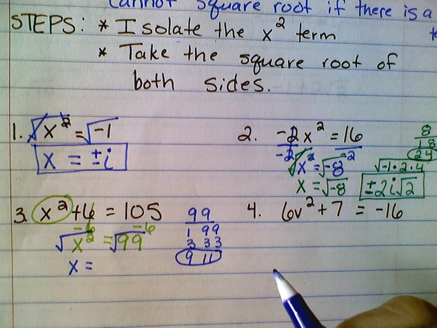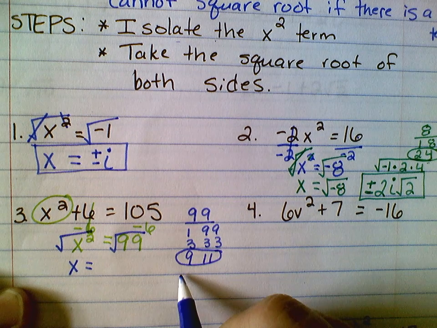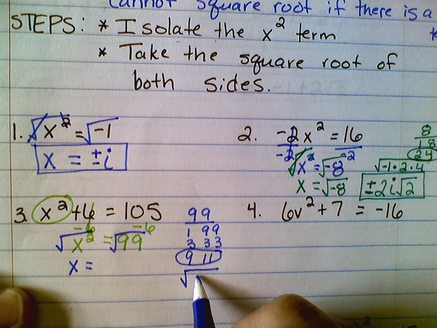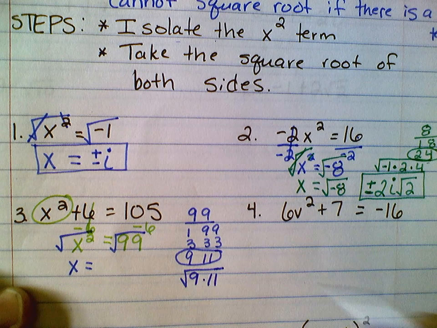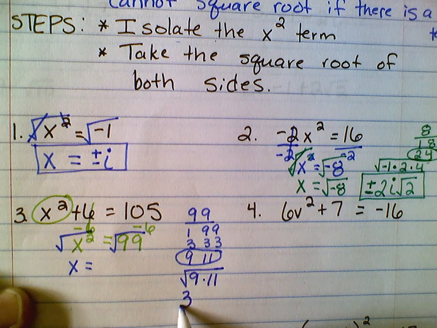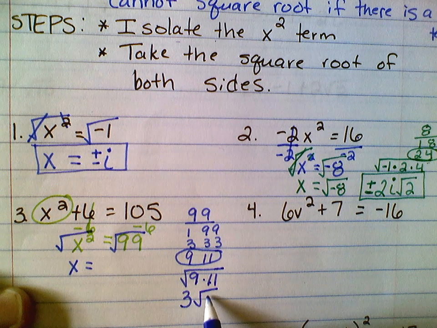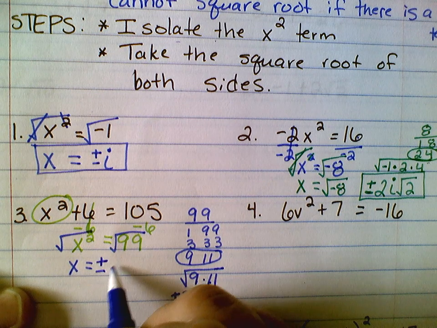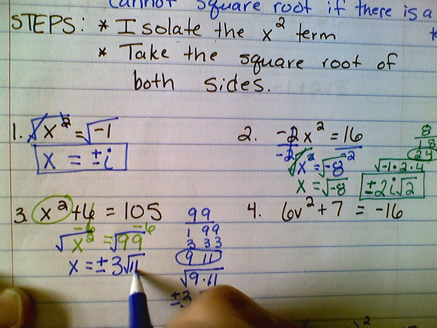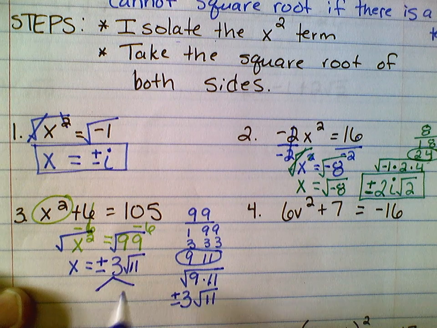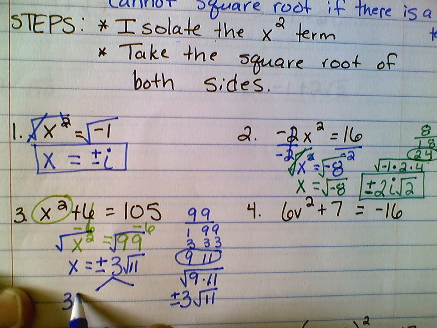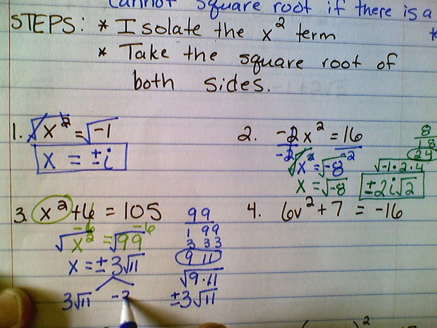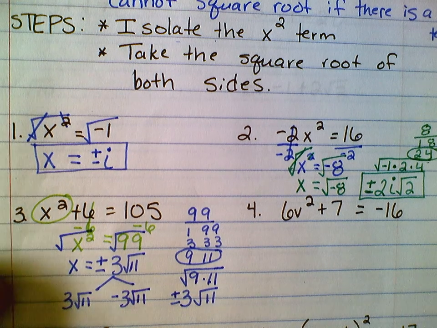So I have a 9 here. So if I split this up into the square root of 9 times 11, the square root of 9 is 3. The square root of 11 is stuck. So I have the positive and negative 3 times the square root of 11. Again, this is 2 solutions: 3 times the square root of 11 and negative 3 times the square root of 11.